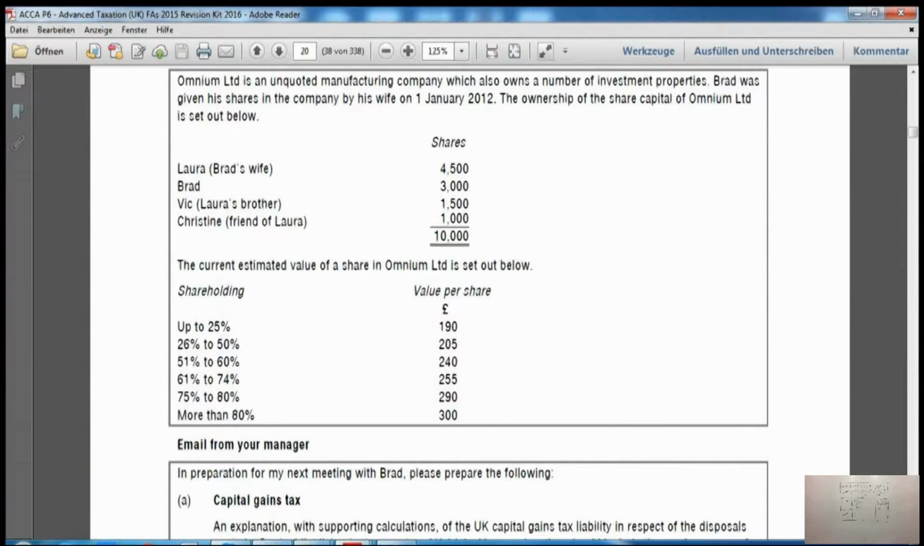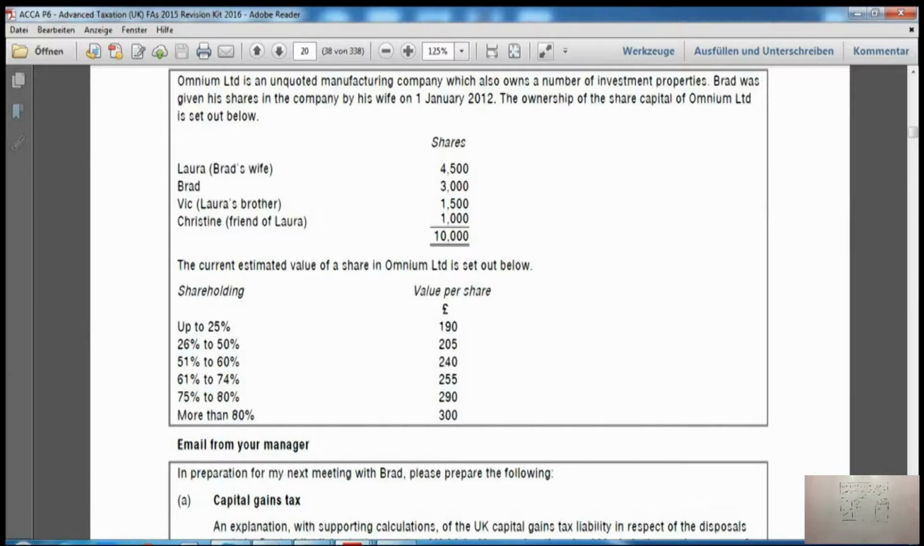Now when valuing the shares, if you just consider diminution in value, if you just ignore related property value, as I said, there are two methods. One is diminution in value and the other one is related property. If you just consider diminution in value, then you will only take Brad's value. How many shares does Brad own? Brad owns 3,000 shares. What would be his share price? 3,000 shares, which is 30%. It means the 26 to 50% share price would be 205. This value 205 is the share price of Brad if we ignore related property valuation.